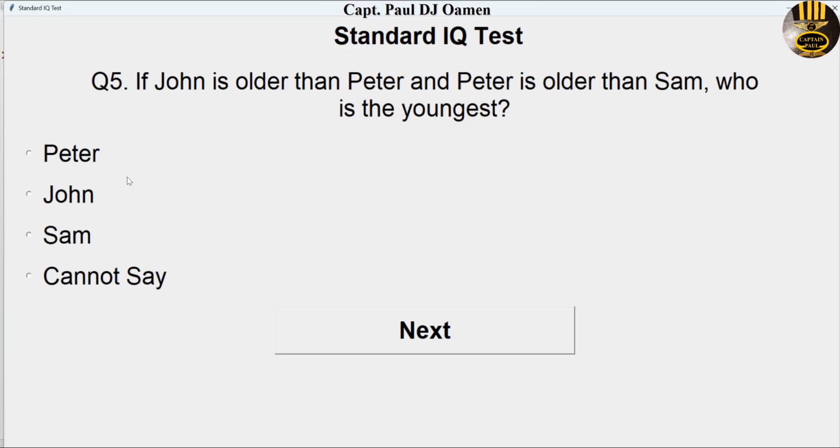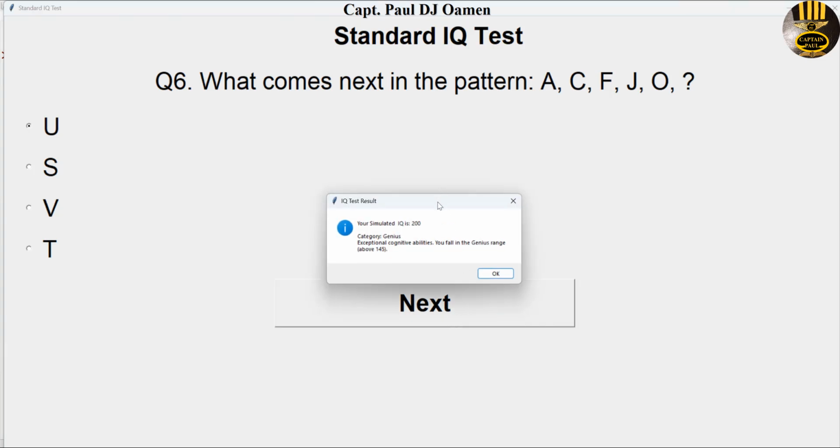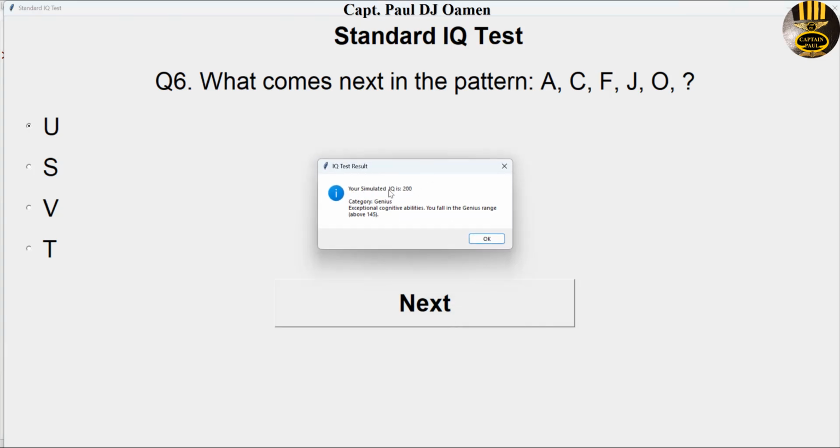If John is older than Peter and Peter is older than Sam, who is the youngest? We go for Sam. And the next one is what comes after this pattern here. So we go for U, letter U. So let's check out my results. There we go. Your simulated IQ is 200, which actually put me in the range of the genius.